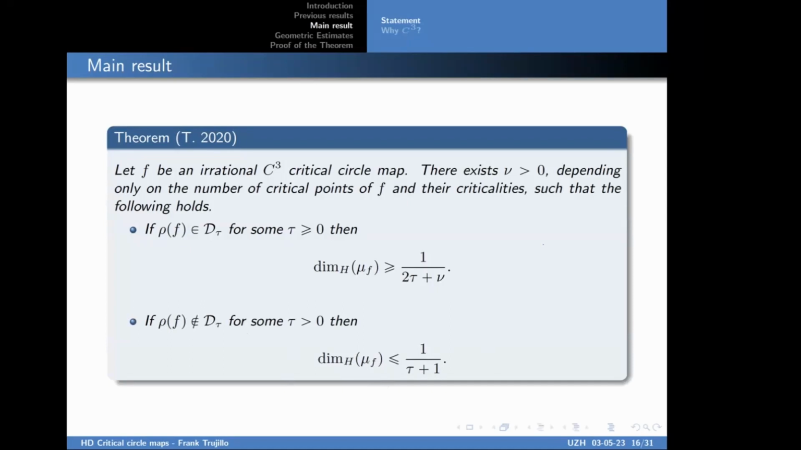Okay, so this is the result I wanted to talk to you about today. It's the explicit bound between the Hausdorff dimension of the invariant measure and the rotation number, more particularly with the exponent of the Diophantine condition that I assume, or that is not verified, and I obtain explicit bounds.